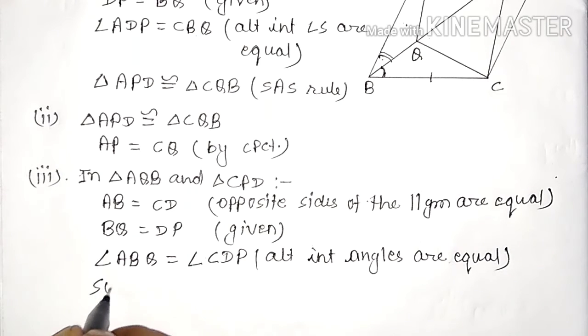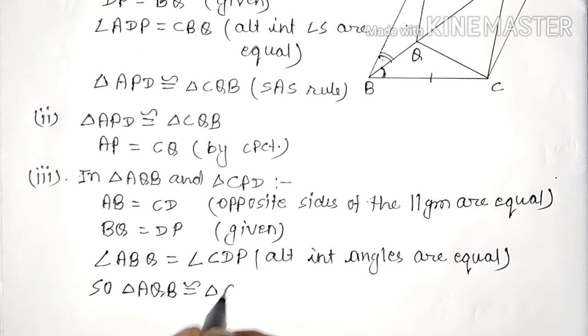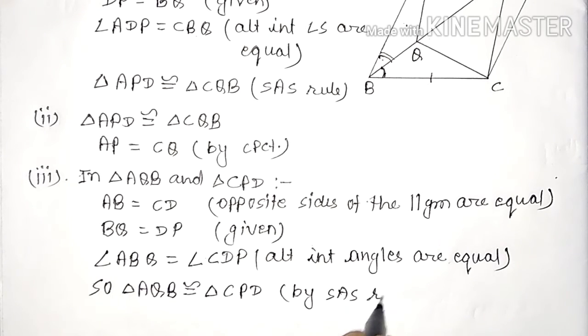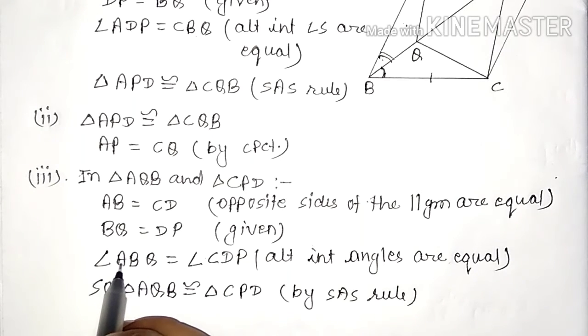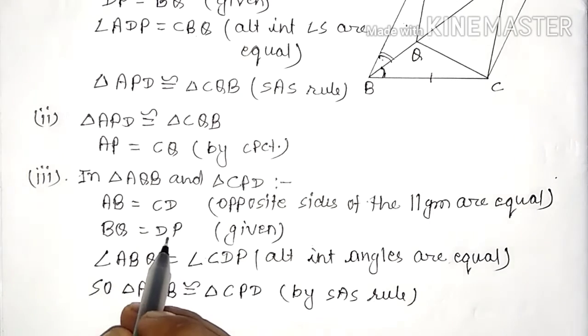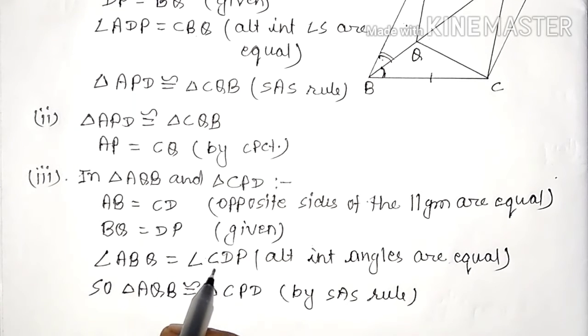So triangle AQB is congruent to triangle CPD by which congruency rule? By SAS rule, because two sides and one angle of one triangle are equal to the two sides and one angle of the other triangle. So we can say that triangle ABQ is congruent to triangle CPD by SAS rule.